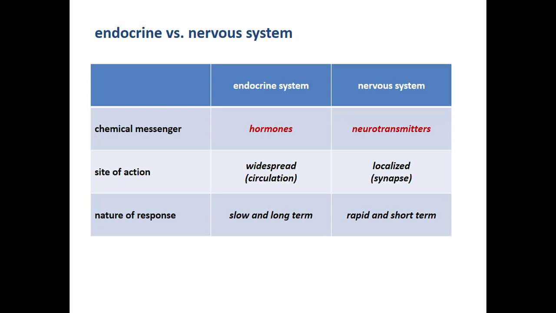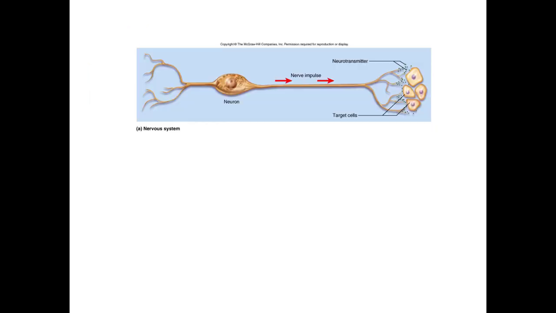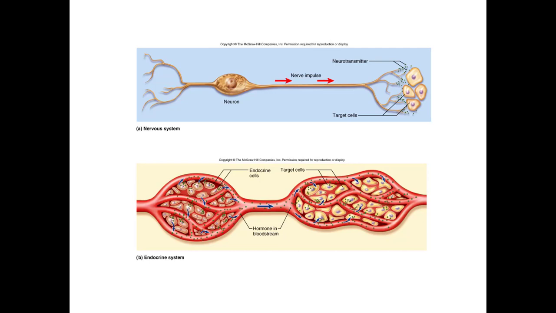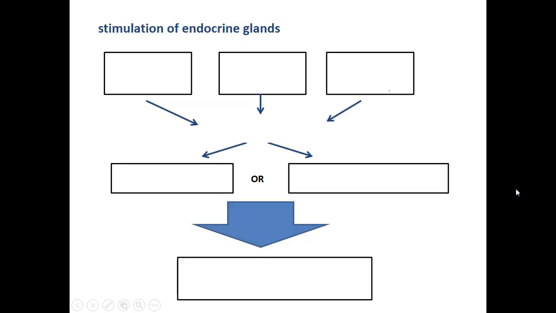So there's a number of stimuli that will trigger endocrine glands to release their hormones, and I think many of these are quite predictable. This visual just compares the nervous system to the endocrine system, reminding you of the site at which neurotransmitters elicit their effects, the synapse, and in the case of hormones, they're widely distributed in circulation and have effects all over the body.